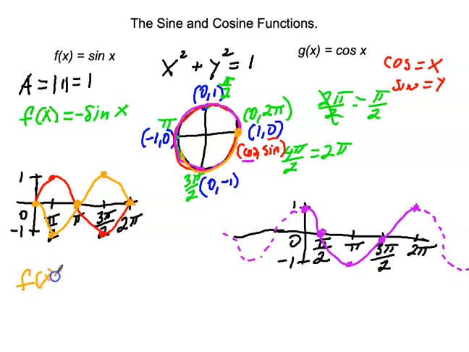I'm going to write it in this color. And for cosine, again, we would start at negative 1, go up over here, and then end up at negative 1 again, and it would look something like this.